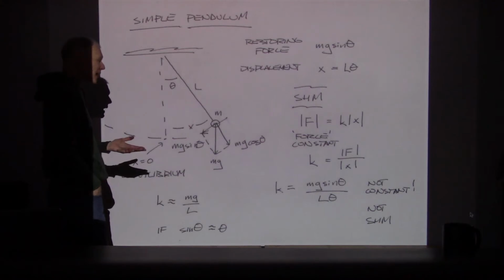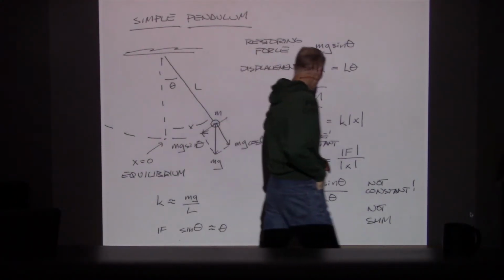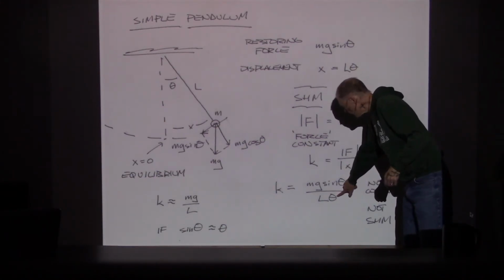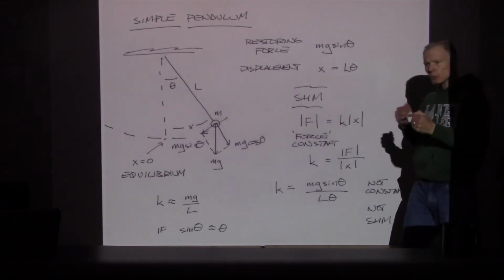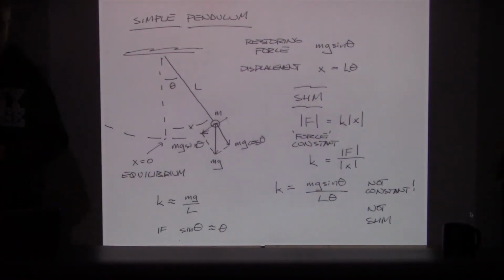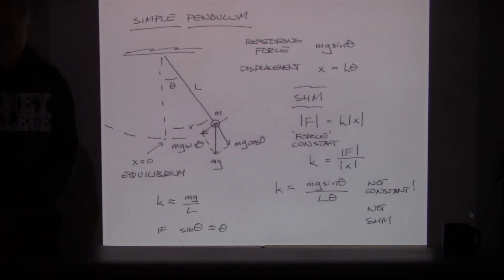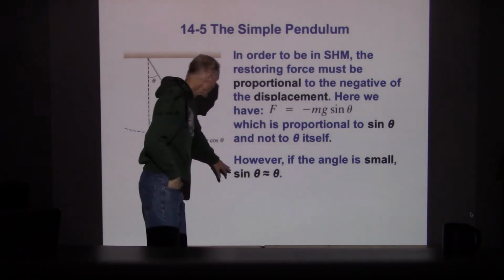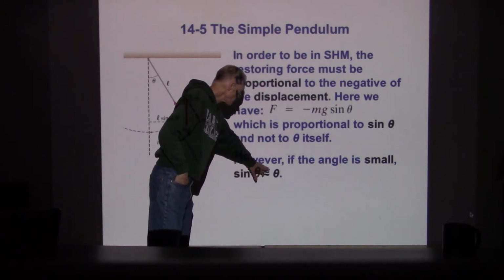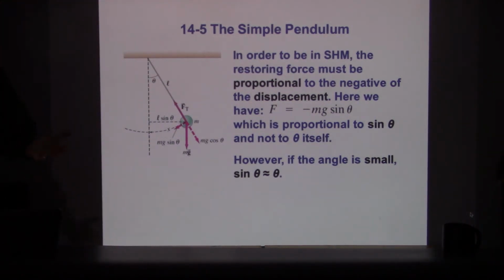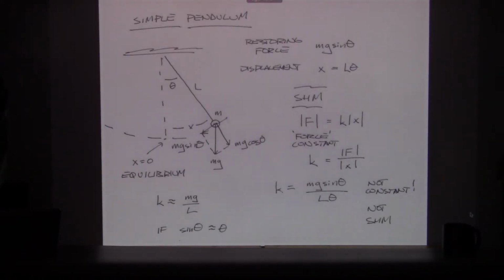Now, it's not constant, so we don't have simple harmonic motion. What does happen is that sine theta and theta are almost equal to each other in the region where theta is small. So we use what's called the small angle approximation. Coming back to this diagram, sine theta can be approximately equal to theta over a region of small angles. Well, how small do these angles need to be, and what does it mean to say they're the same thing?